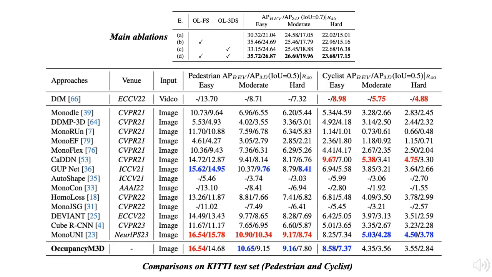To investigate the impact of each component in our method, we conduct detailed ablation studies. Following the common practice in previous works, all ablation studies are evaluated in the validation set on the car category. This is the main ablation of our method, which demonstrates the effectiveness of each component in our overall method. Also, on KITTI pedestrian and cyclist, our method achieves state-of-the-art results.